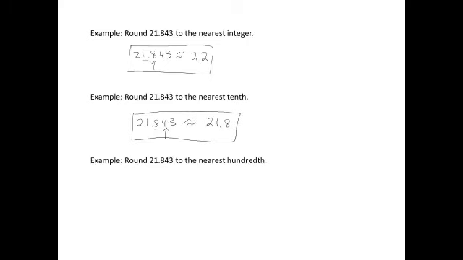Example, round 21.843 to the nearest hundredth. This is the hundredth place. We look to the right. It's a 3, that's less than 5. Approximately equal to 21.84.